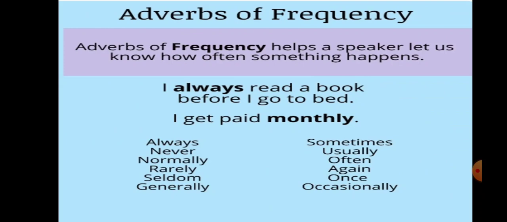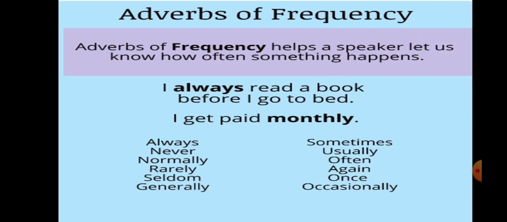Example, I always read a book before I go to bed. The word always is an adverb of frequency. It talks about the frequency of an action, or it answers the question how often the subject I read a book before I go to bed. Next sentence, I get paid monthly. The word monthly is an adverb of frequency. It answers the question how often the action is done, how often I get paid. I get paid monthly.